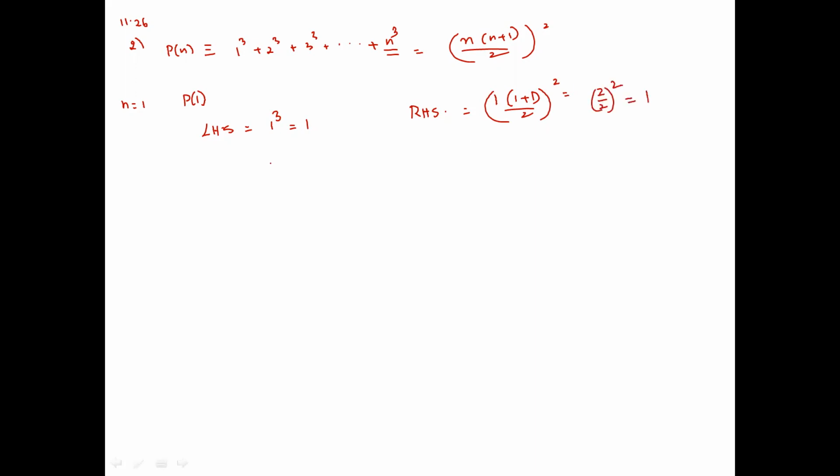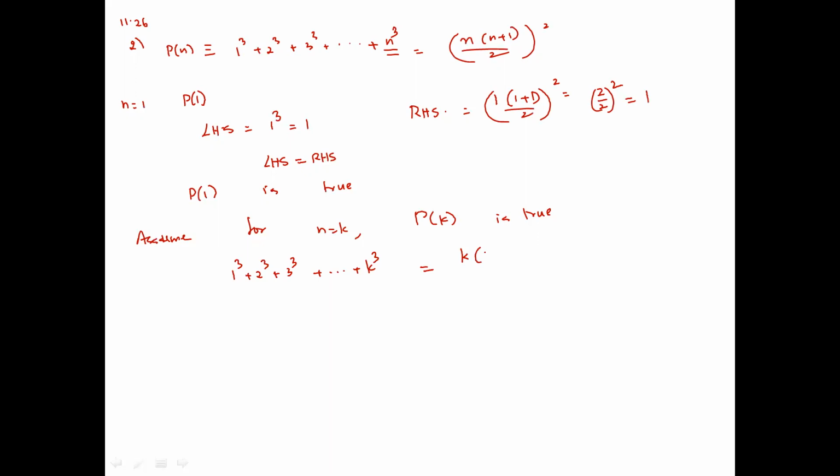That is 1. Because left hand side and right hand side both we got 1, I can say P of 1 is true. Now assume for n equal to k, P of k is true. That means left hand side 1 cube plus 2 cube plus 3 cube up to k cube equal to right hand side k into k plus 1 by 2 whole square.